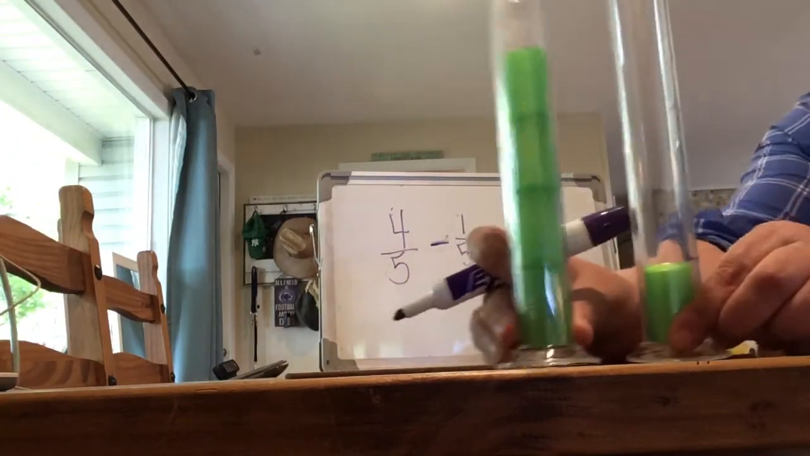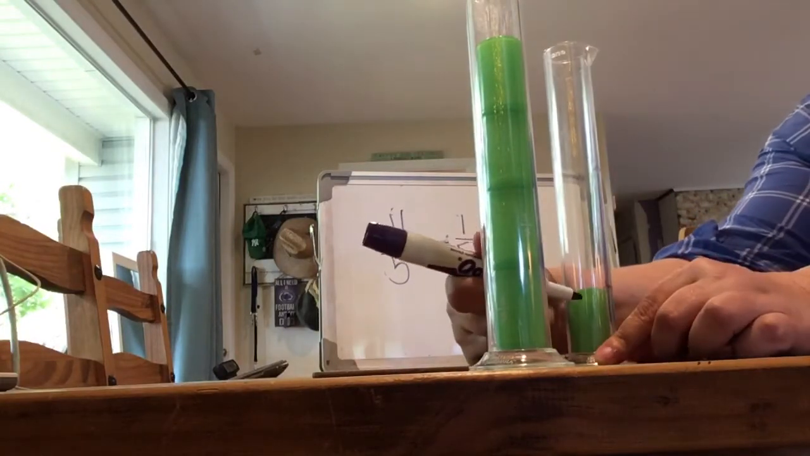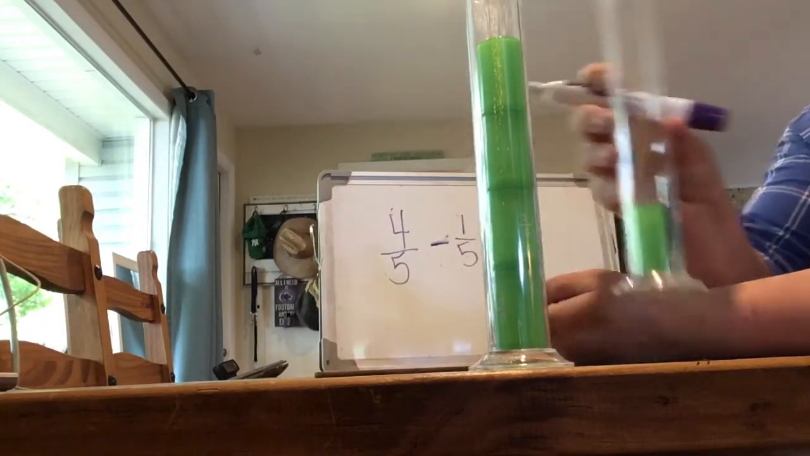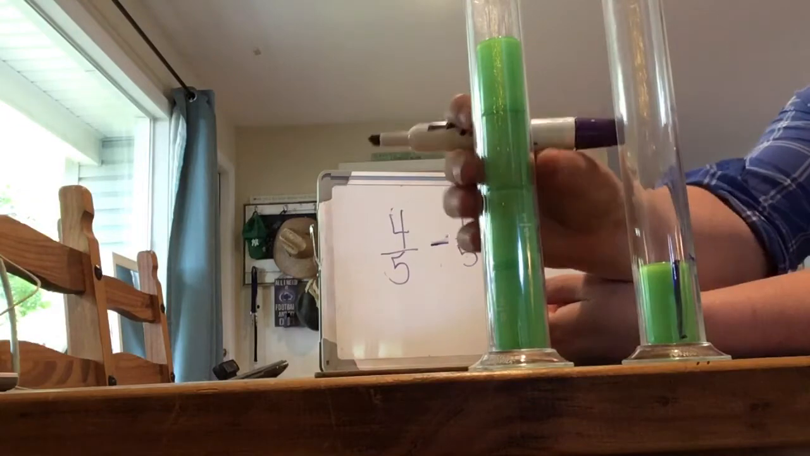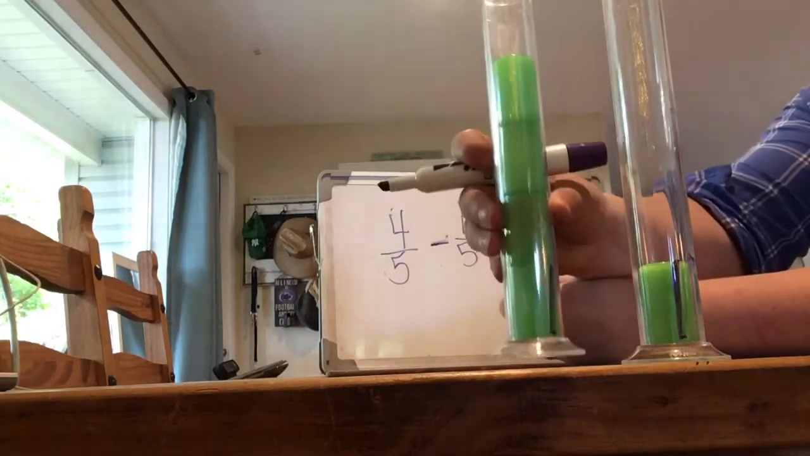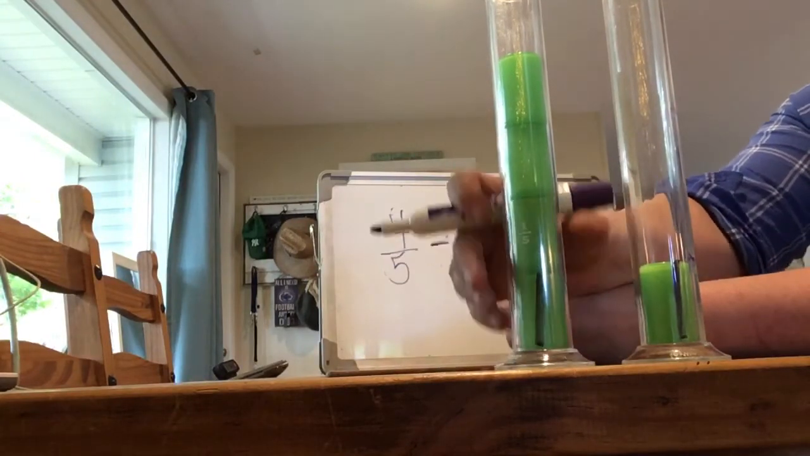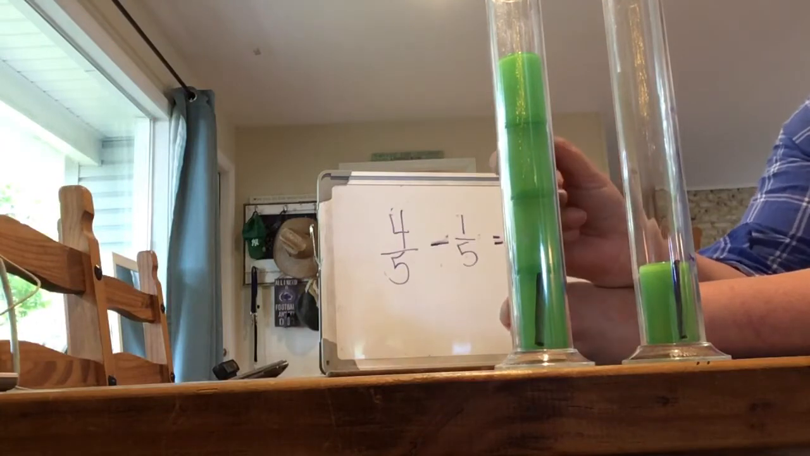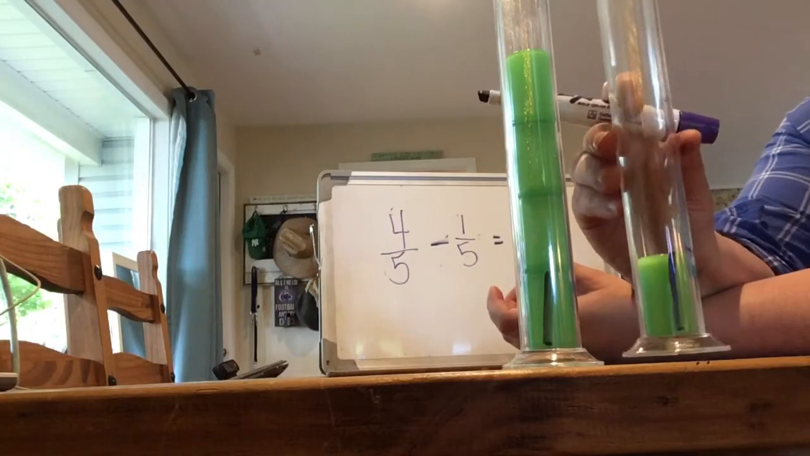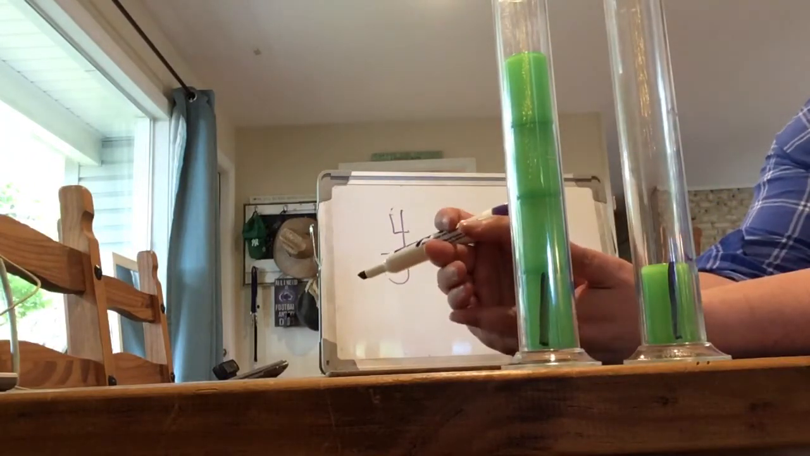So let's look at these beakers. We know that this is 1/5, right? Do you see that? That's 1/5. We know that this beaker is 1/5, right? It has more than 1/5 in it. So we're comparing how many more fifths are in this beaker. So if this beaker is 1/5, this beaker is 4/5, we want to know the difference.